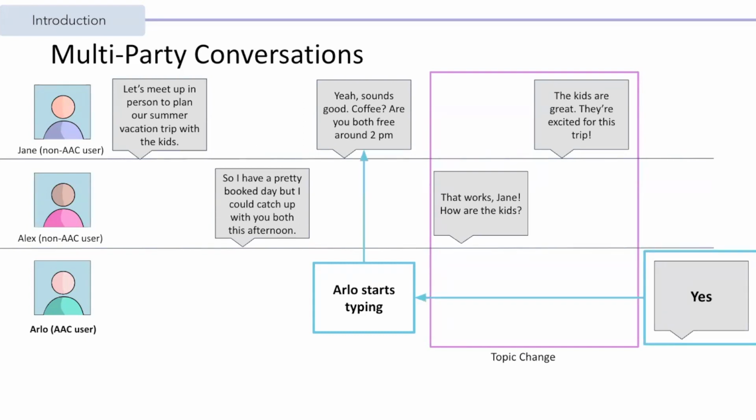And so since we can see the transcript of this conversation in this example, we can infer that this yes refers to when Jane had asked if Alex and Arlo were free for coffee this afternoon. However, in a conversation setting without a transcript, one can imagine that an initial interpretation to this ambiguous reply of yes could be affirming Jane's statement that the kids are excited for the trip, since the yes was taken out of context.